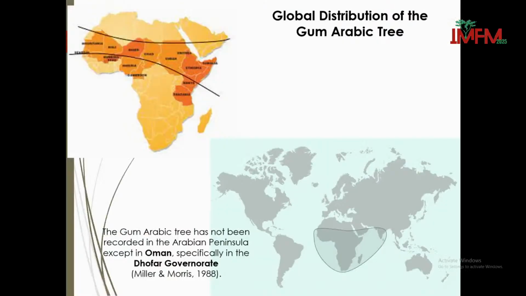First of all, we'll talk about the global distribution of this tree. As we can see from the map, it is in the African Sahelian belt, from Senegal in the west to Somalia in the east, and it also goes to the Arabian Peninsula and reaches India and Pakistan. In the Arabian Peninsula, according to the study, it is found only in the Dhofar region. So it is unique to this area.